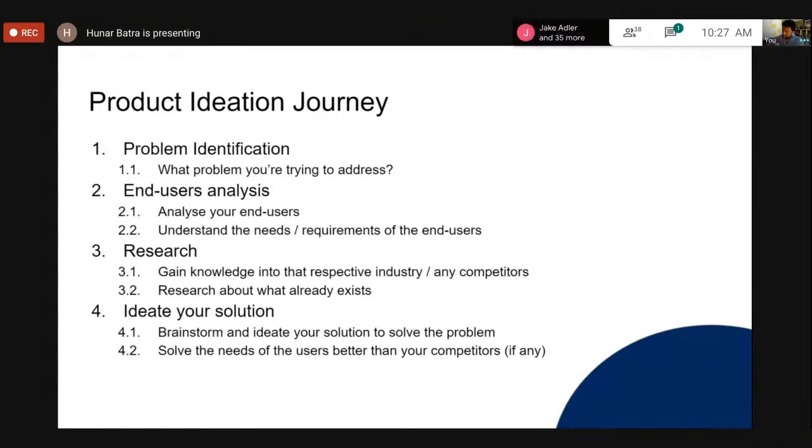So in the product ideation journey, once you've identified what problem actually exists that the customers or any of your end users are facing, then you go on to understand the problem even deeper and understand who your end users are, who are the people who are actually going to use your software, your application, who will be your customers. Try to understand their requirements and their needs.